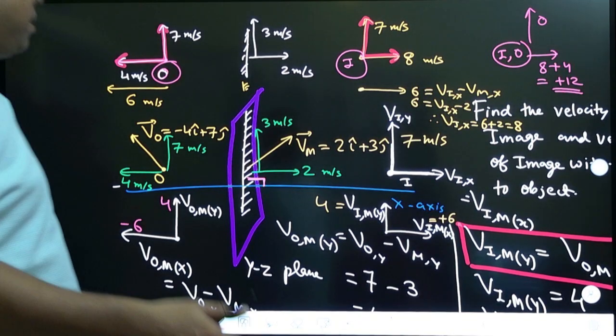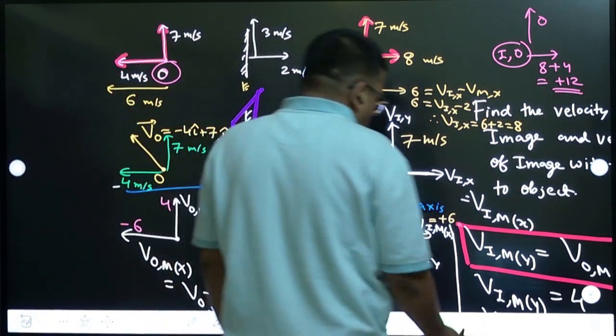Clear? Now if you have any question on this, you can ask. Done. So any type of question on this can be solved using this way. Even if the question is quite complex, you can solve it.